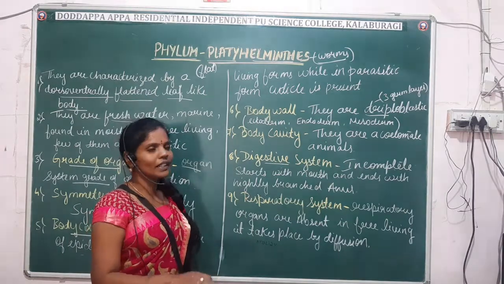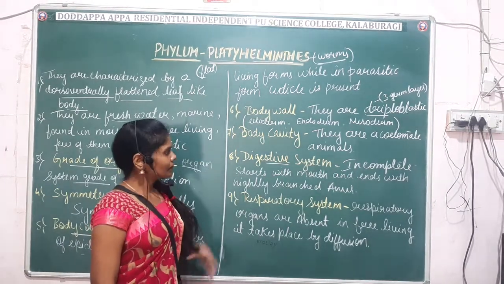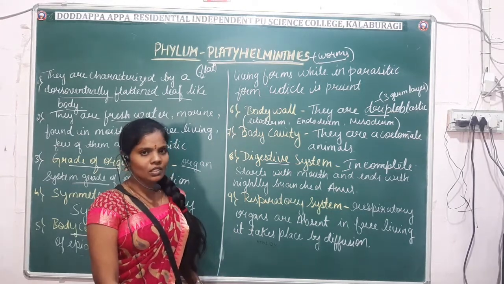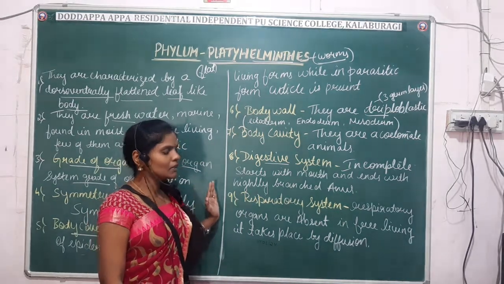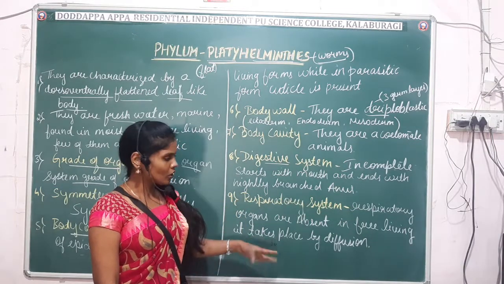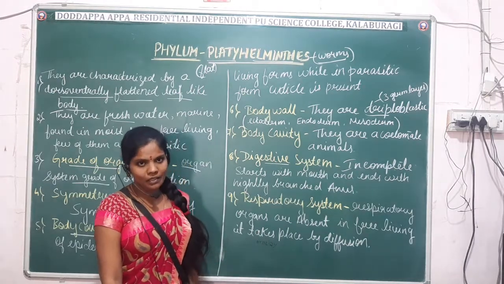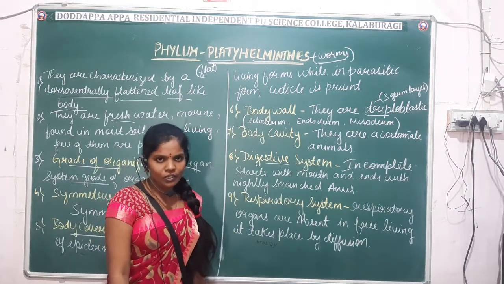Then body cavity, they are acoelomate animals, that is, you will not find any body cavity between the body wall and the alimentary canal. Next, the digestive system is again incomplete. In the respiratory system, you will not find any well developed respiratory organs. But generally in the free living form, respiration takes place by a simple method known as diffusion. Okay.